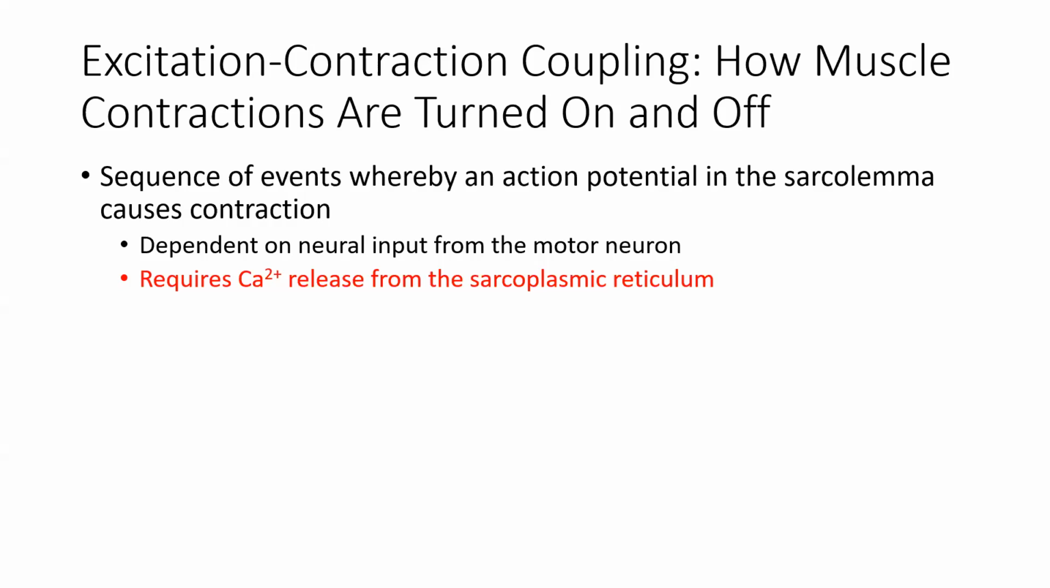So this is going to depend on neural input at the neuromuscular junction coming from the motor neuron. That's going to result in release of our neurotransmitter, which is acetylcholine. And that requires calcium release from the sarcoplasmic reticulum, which is then important in interacting with the regulatory proteins on actin and turning on this muscle contraction, okay?